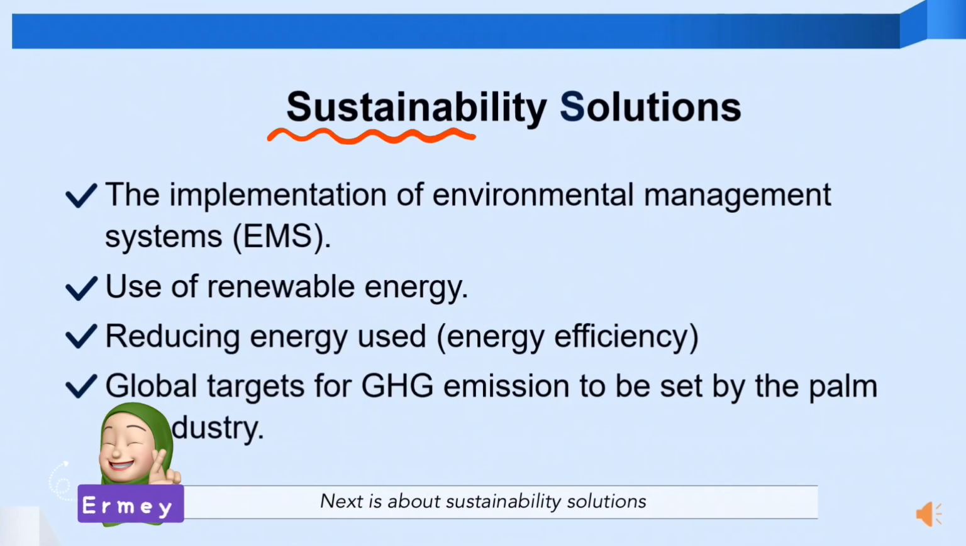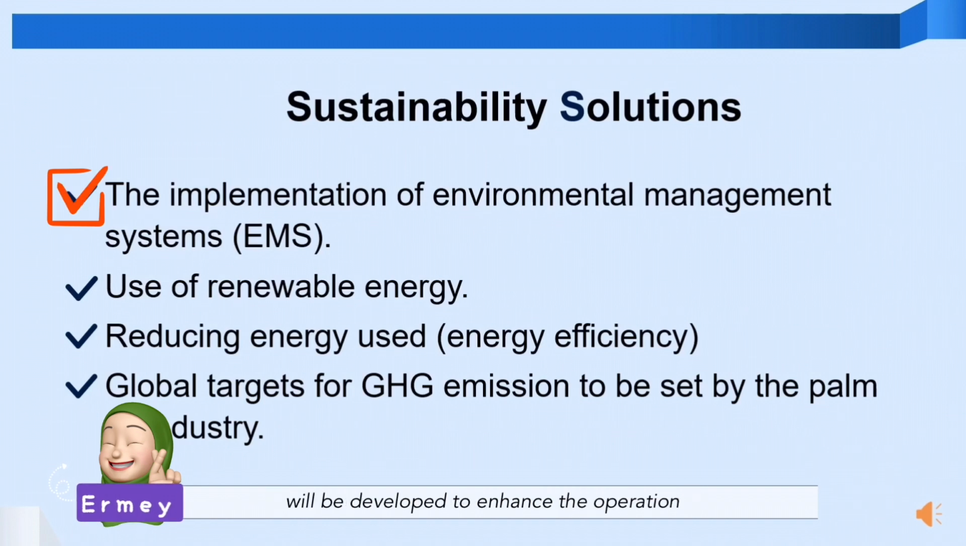Next is about sustainability solutions for the environmental impact that I have stated before. First, an Environmental Management System (EMS) will be developed to enhance the operations of each facility and to reinforce the readiness for emergency response, also to increase the overall environmental performance. Second is diversifying energy supply and reducing dependence on imported fuels, generating energy that produces no greenhouse gas emissions (GHG) from fossil fuels and reduces some types of air pollution.